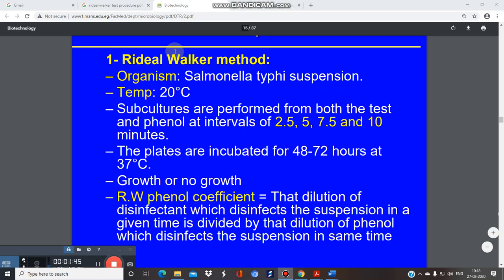So in the Riddle-Walker test, we will take a microorganism suspension of Salmonella typhi, and we will maintain the temperature at 20 degrees Celsius. We can do the subculturing at different time intervals like 2.5, 5, 7.5 and 10 minutes. Don't worry, we will do them in detail. The microbial plates are incubated at 37 degrees Celsius for at least 48 to 72 hours, and we will observe the growth.